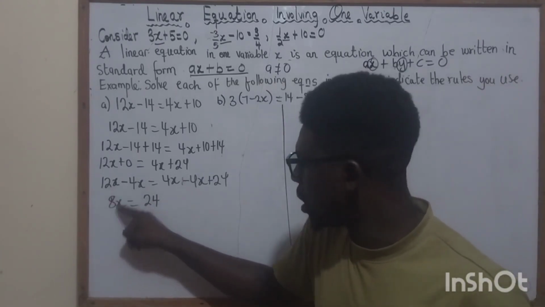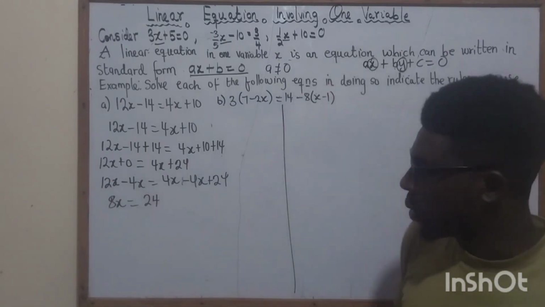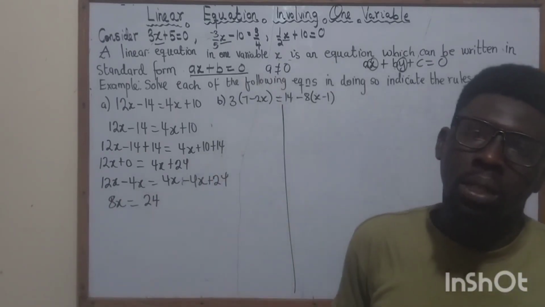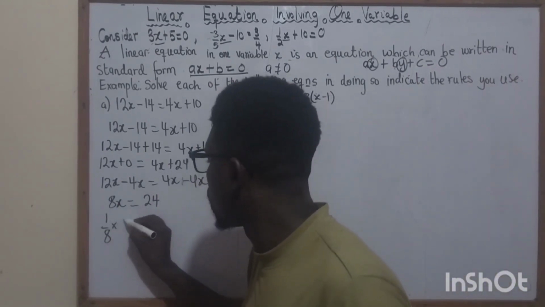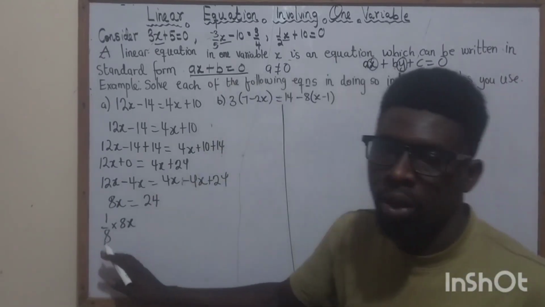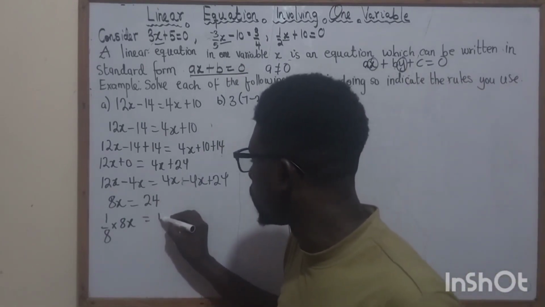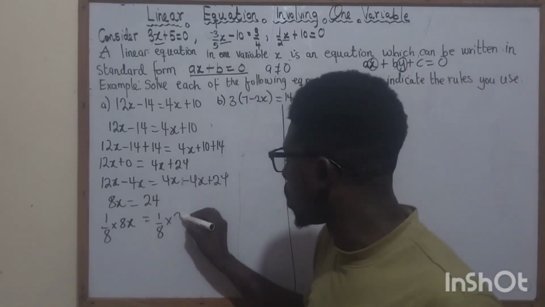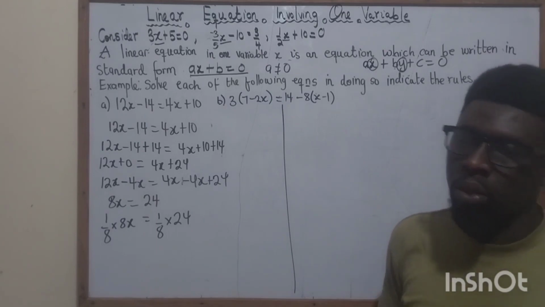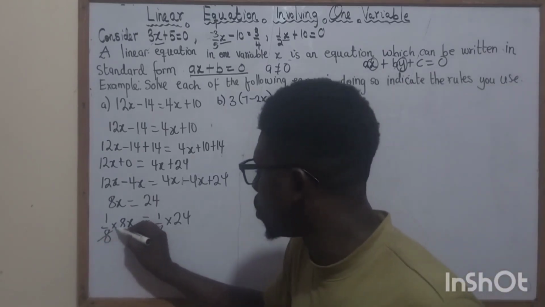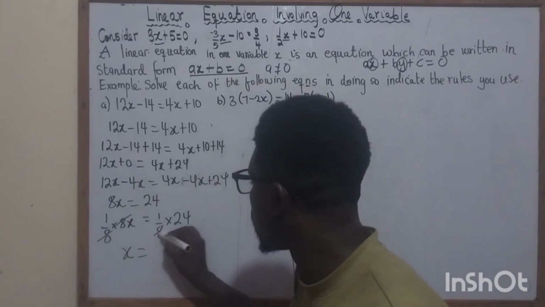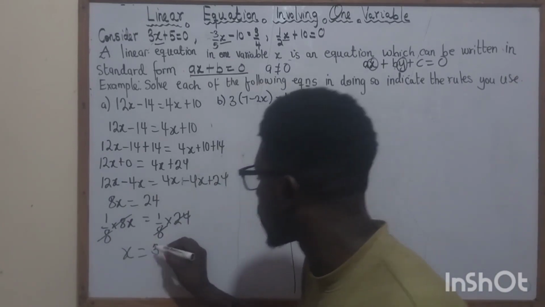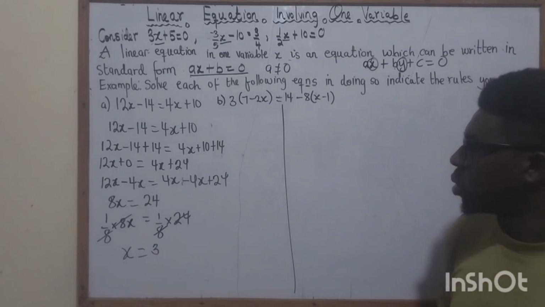Let's eliminate the coefficient of x, right? So I'm applying the multiplication rule of equality here. I want to multiply by 1 over 8 and do the same to the other side of the equal sign. In so doing, this will eliminate the 8 around x, and 8 goes into 24 three times. So x is equal to 3.